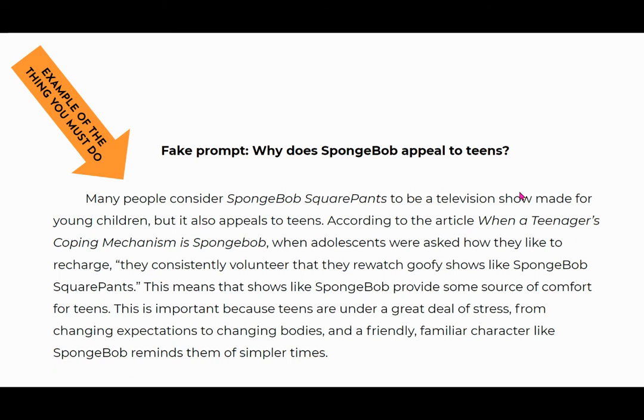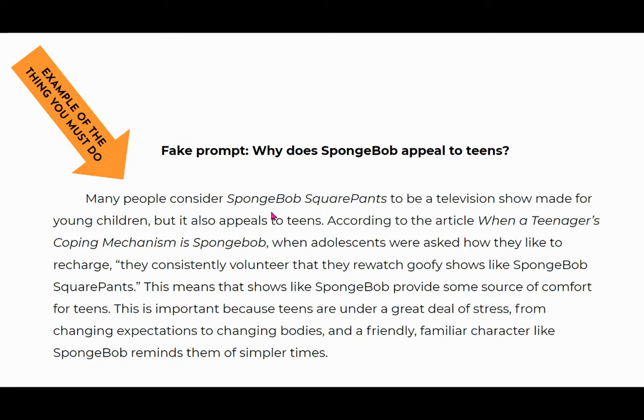Now, here is a fake prompt. What I want you to do is answer your question about how do advertisers target teens. I don't want you to answer this question: why does SpongeBob appeal to teens? That's an example. It's fake, okay? This is just an example. So I want to show you, though, how RACE looks in an example piece of writing. So if my prompt is, why does SpongeBob appeal to teens? We're going to start with R.